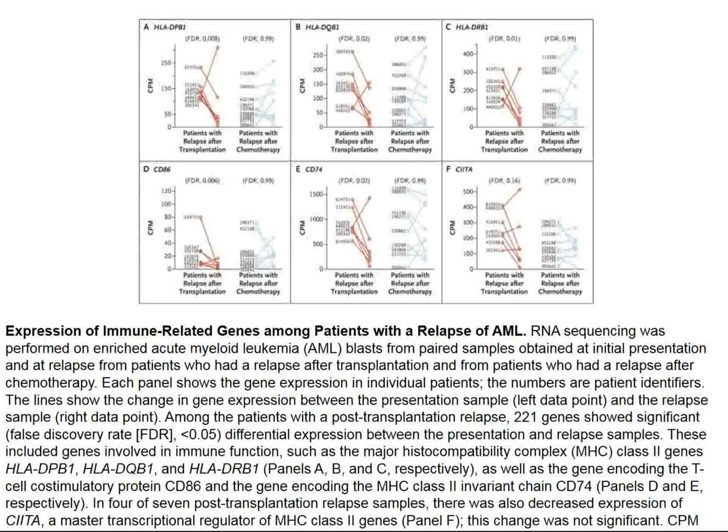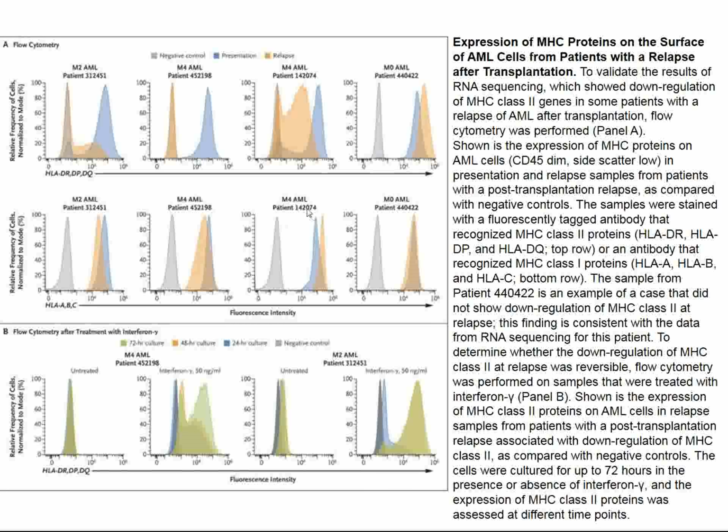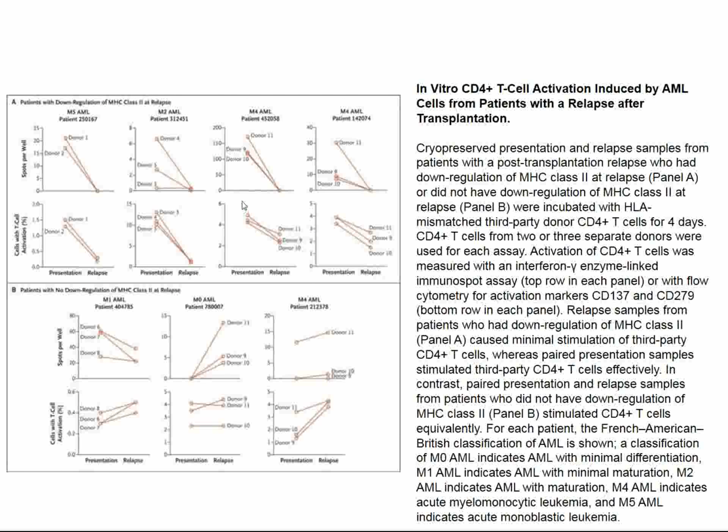But what we see is that the recurrences in the transplant patients commonly involve genes or gene loci that we associate with immune responses, HLA, CD86, CD74. These things generally go down in the recurrences of the transplant patients compared to the recurrences of the chemotherapy patients. And if we look at FACS analyses at presentation compared to relapse, we also see different patterns. And the patterns are different in the recurrences after bone marrow transplant compared to the recurrences after aggressive chemotherapy. And these patterns are shown here.